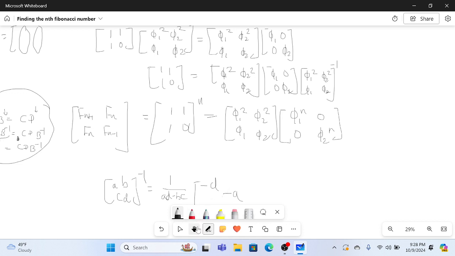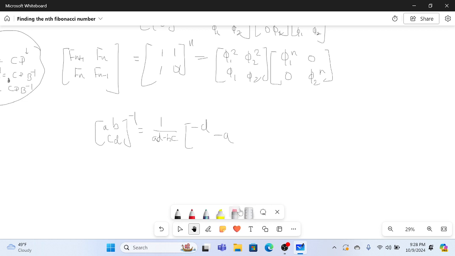Wait, this is it? I don't know. Okay, first of all, the formal thing is we need to find its minor and then take the transpose of the minor, right? First of all, its minor is D, right? Since it's here, its minor will be minus C. Also, its minor will be minus B. Its minor will be A.